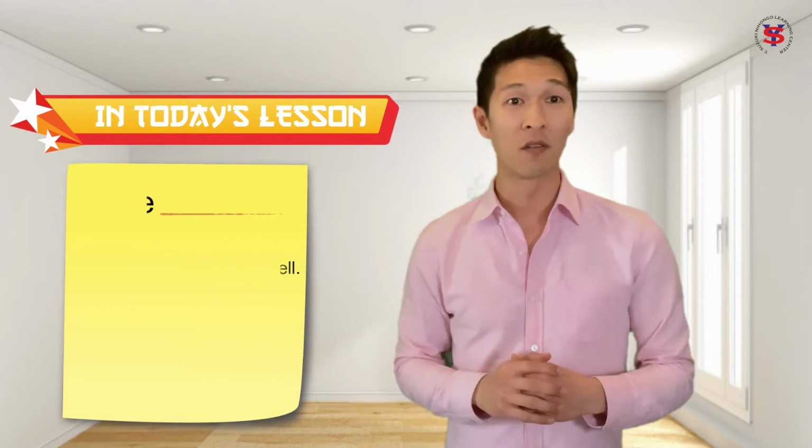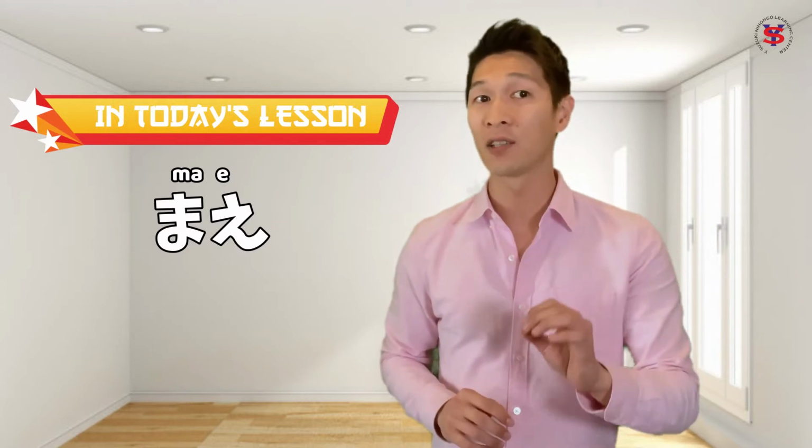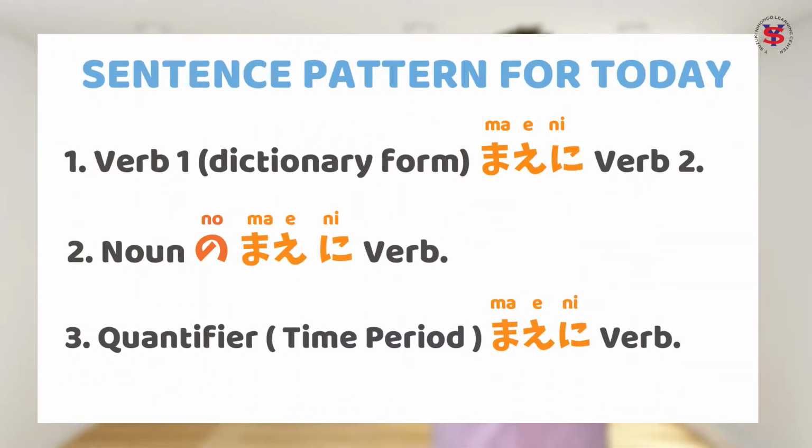We are going to be covering verbs in their dictionary form and adding mae today in our 3 sentence patterns for today. First, verb 1 dictionary form, mae ni verb 2. Next, noun no mae ni verb. And lastly, number 3, quantifier, so time period, mae ni verb.